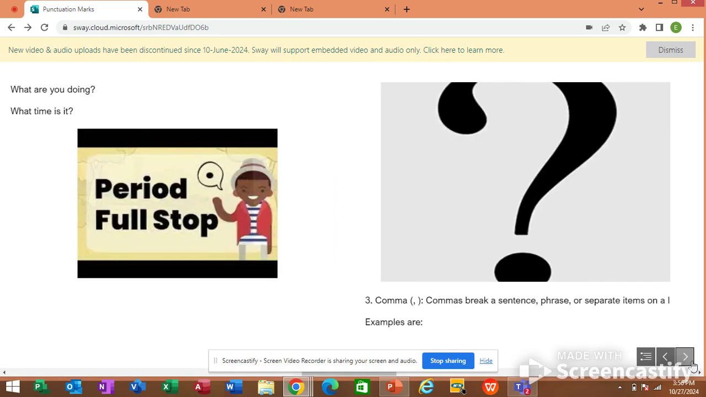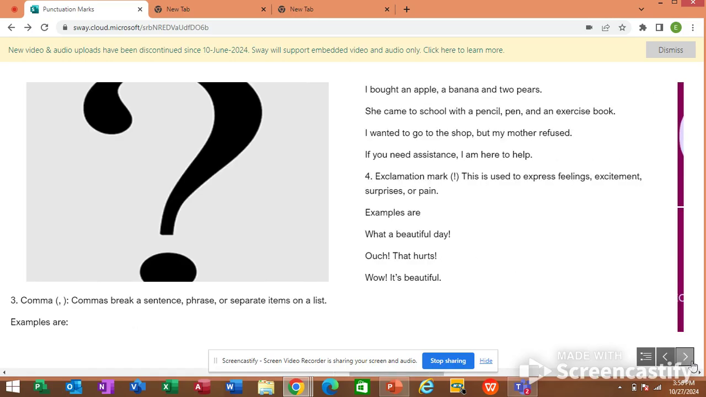We'll go to the third one. The third one we have is comma. Comma is used to break a sentence or a phrase. When you make two sentences, you break them with a comma. Or we also use comma to break a list of items that we have made. Now, I bought an apple, a banana, and 2 pears. You see, I bought an apple is a sentence. A banana and 2 pears is a phrase. So I've used my comma to break it up.